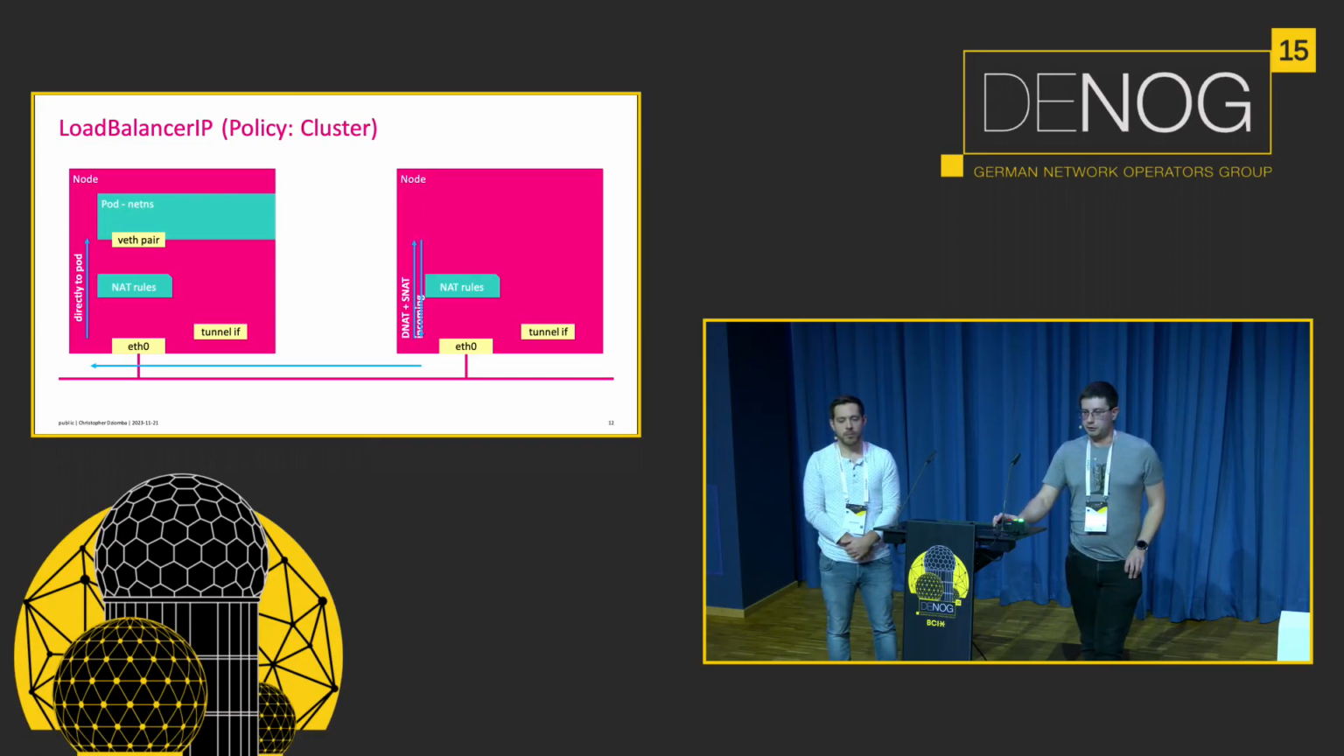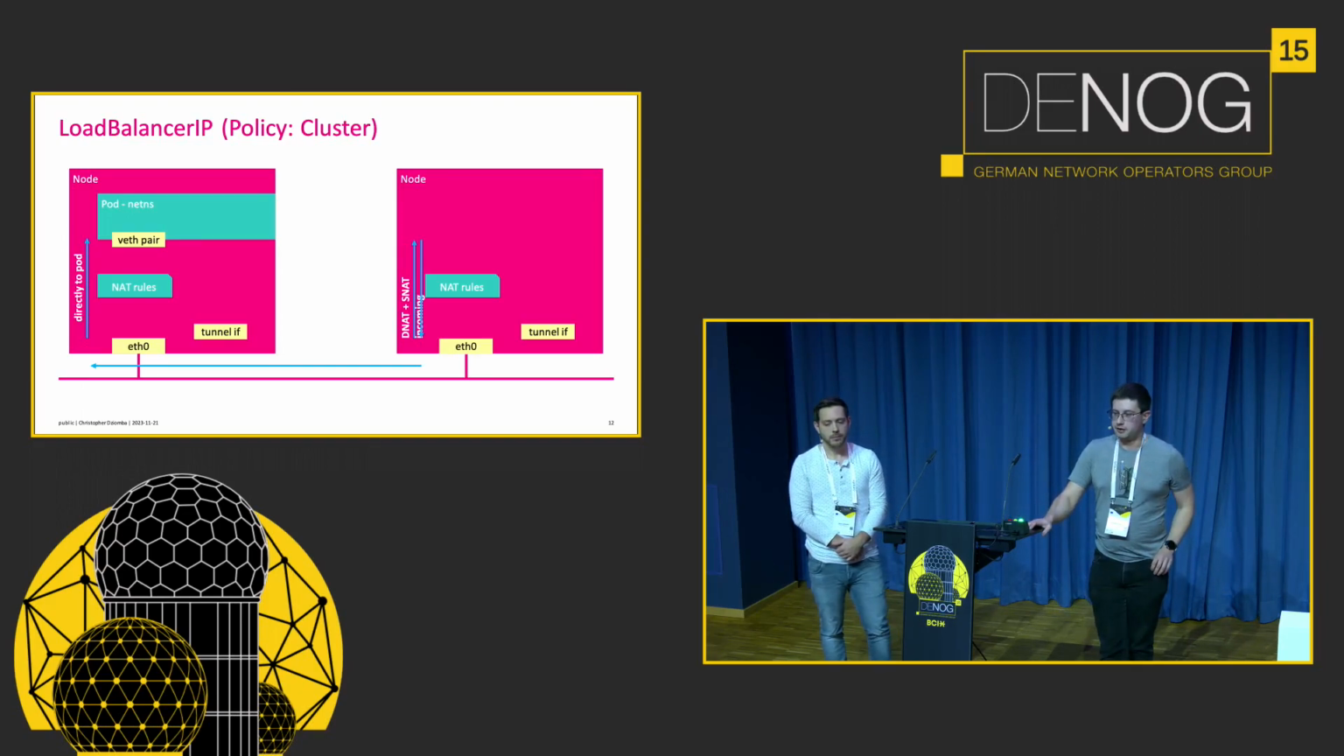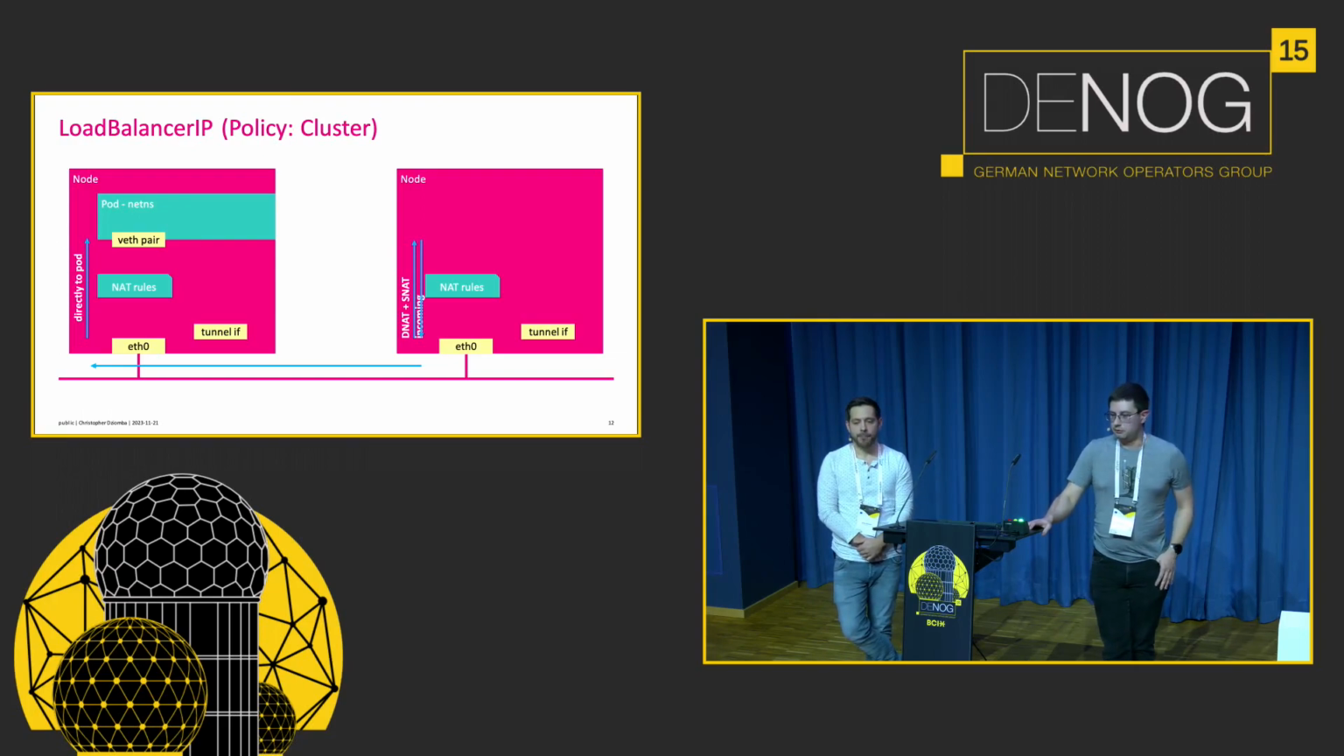With the policy type cluster, it's a bit easier. You can route traffic to every node, and it will always reach its destination, but you basically lose your source IP addresses because you do a DNAT and SNAT.